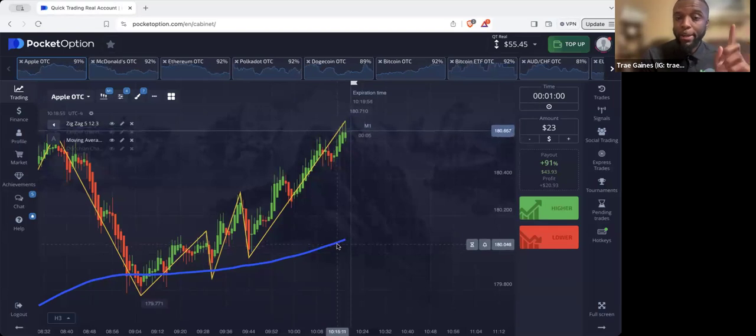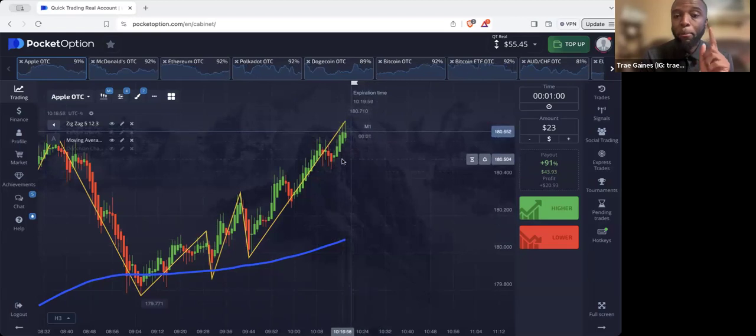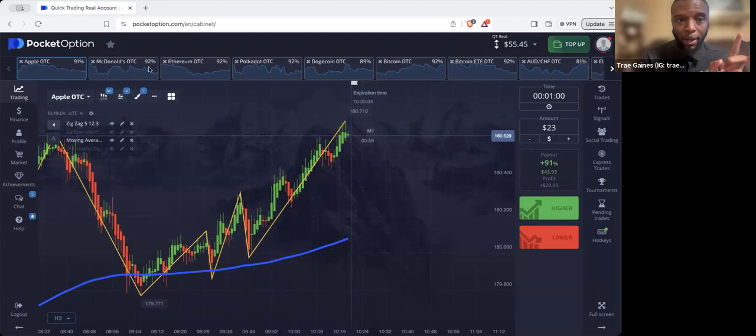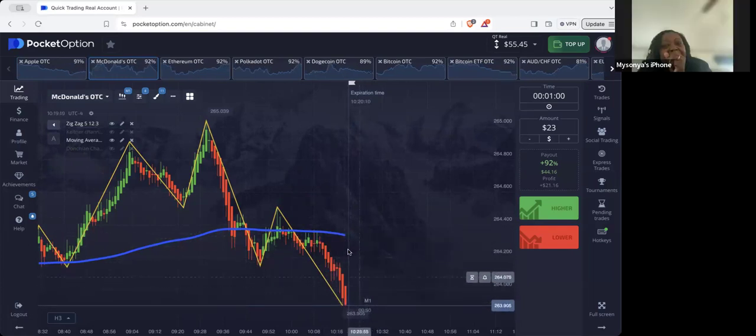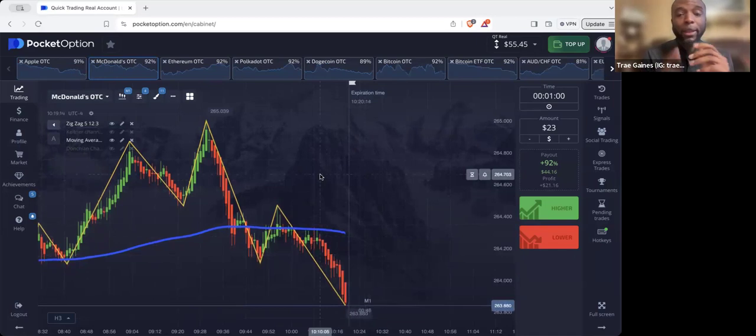If the EMA is below current price, we buy. We're only looking for buys. If the EMA is above price, I'm only looking for sells. That's the first thing we look at when we look at the chart.